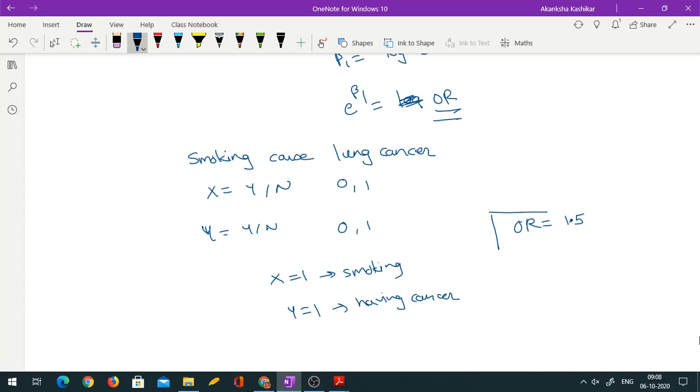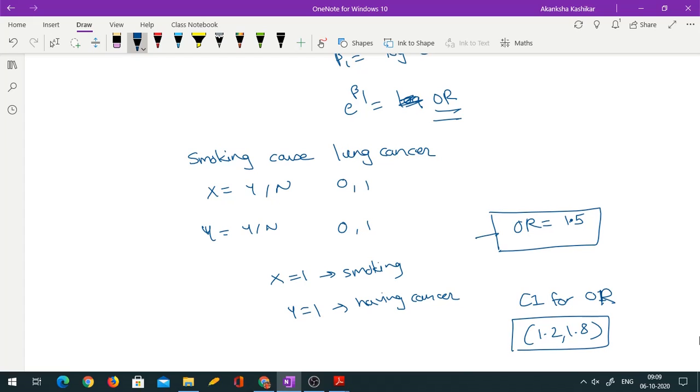But of course, just like we have always been taught, we shouldn't base our conclusions simply on the basis of a point estimate. We should look for a confidence interval for the odds ratio. If the confidence interval for the odds ratio is, say, 1.2 to 1.8, then I can be confident about my prediction. Why? Because this confidence interval doesn't contain 1. 1 is kind of like your H0, that is, the odds ratio remains the same for both the values of x.